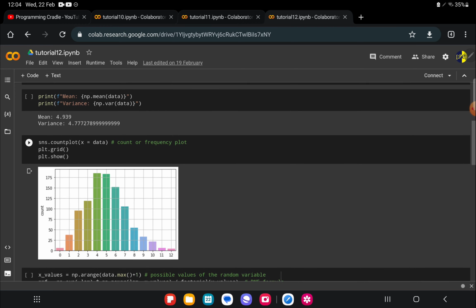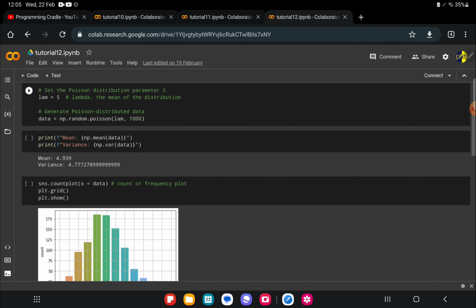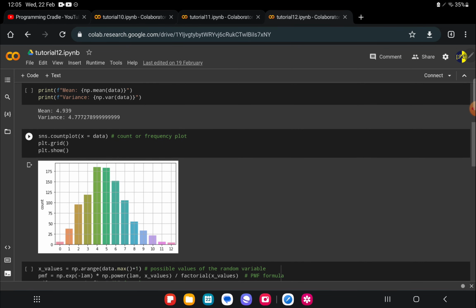Now I'm plotting here the count plot. As you can see here, we have data from 0 to 12, and the largest number of data points is at 4 and 5, so that's why the mean is coming very close to 5. And you should not confuse this count plot with a probability distribution plot. Here we have 1000 data points that we have generated, so if we divide these counts by 1000, that will be our probability distribution.